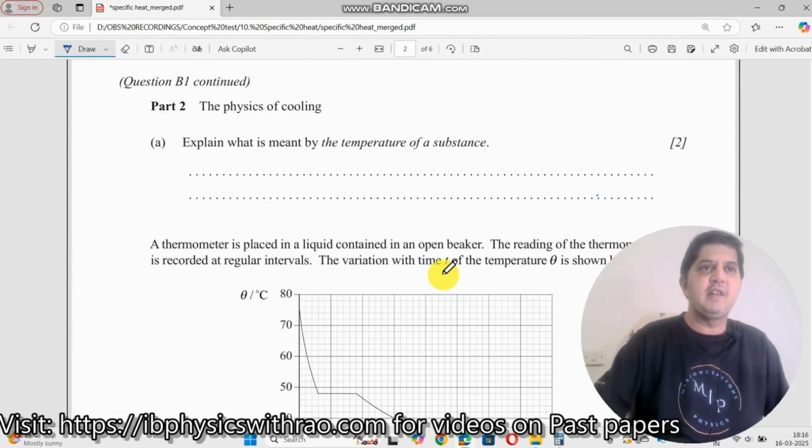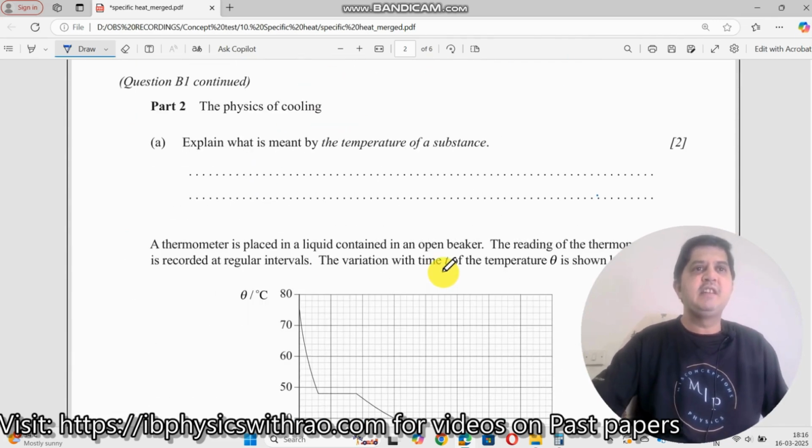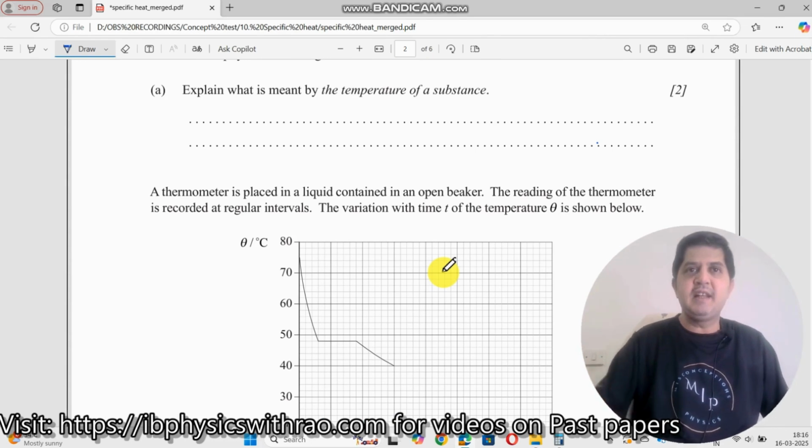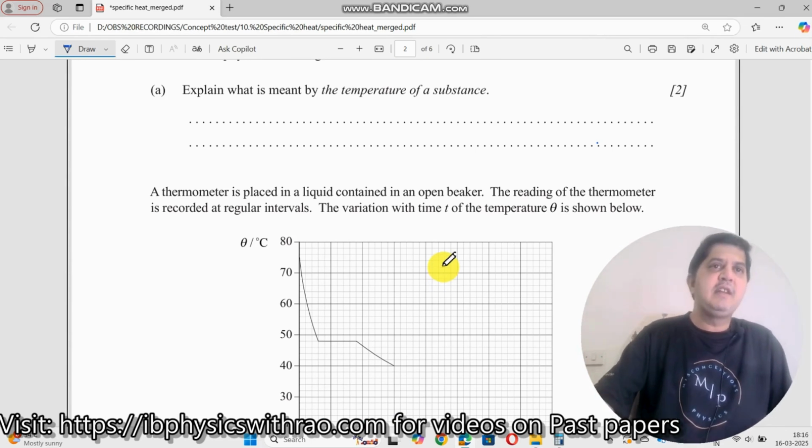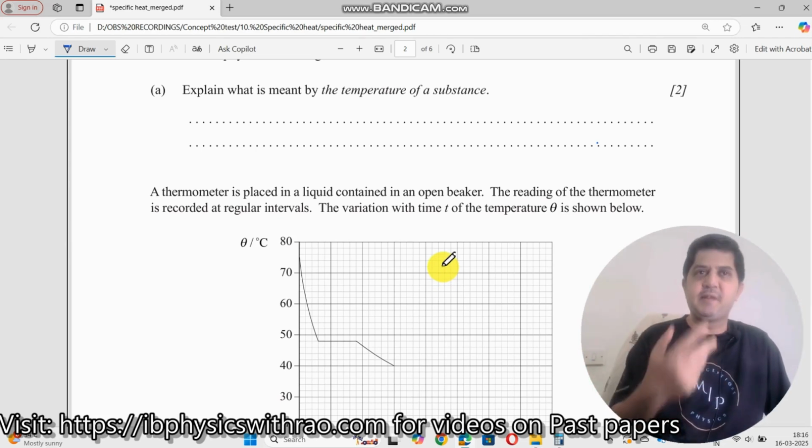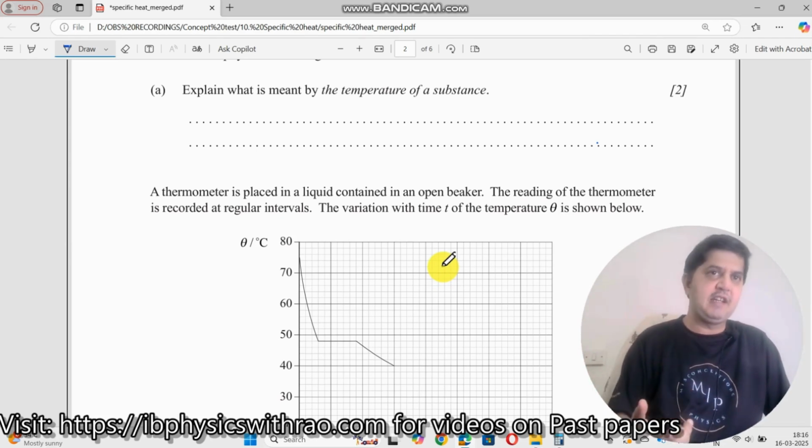Now let us look at the next part, which is what is meant by temperature. And in this video, we look at a different way of looking at specific heat. How do you interpret the data, and how do you calculate the specific heat using a temperature time graph? This is one thing which we'll be looking into.